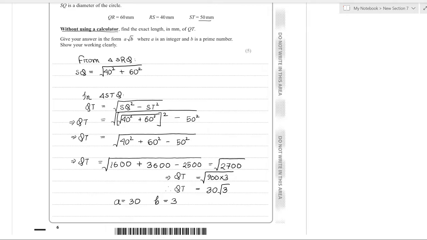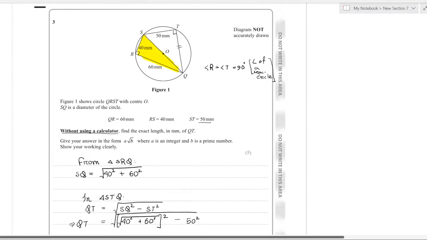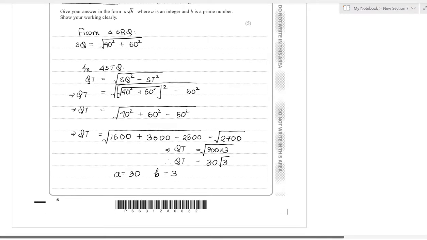So this was the entire calculation and explanation for question number 3. I hope question number 3 was clear enough for you all to understand. Moving to question number 4.